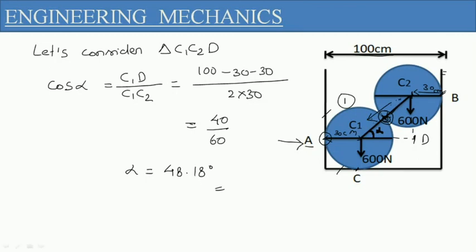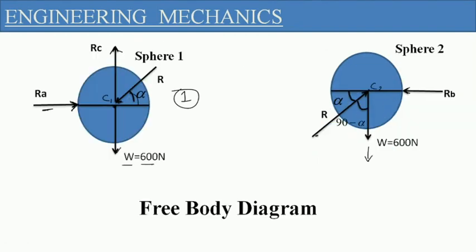So for this particular sphere, reaction will act along this inclined line at an angle alpha. Here this angle is alpha. So as per the mathematical condition, this angle should be alpha also. So at this particular angle alpha with the horizontal surface, we will define reaction R. So this is a reaction R.